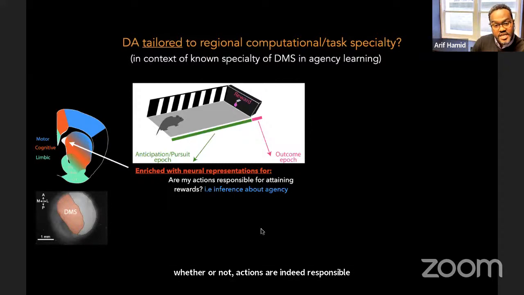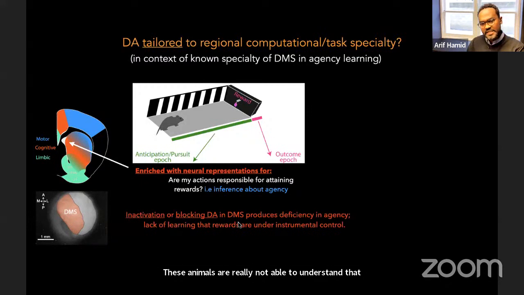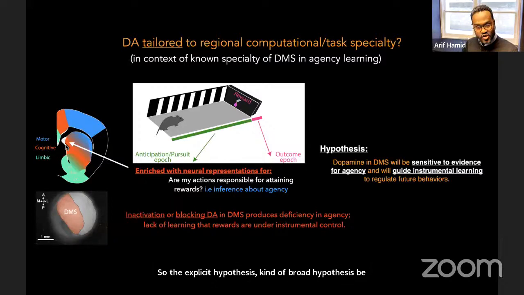And there's a lot of evidence that if you inactivate this subregion or you block dopamine in these areas, you produce a focal deficiency in learning. These animals are really not able to understand that their actions control rewards. So the explicit, kind of broad hypothesis we tested in this context is that if dopamine is indeed tailored to this underlying subregion's functional specialty, then dopamine arriving at the dorsomedial striatum should be sensitive to the extent of evidence for agency. And it will also guide the animal to perform instrumental behaviors in these tasks.